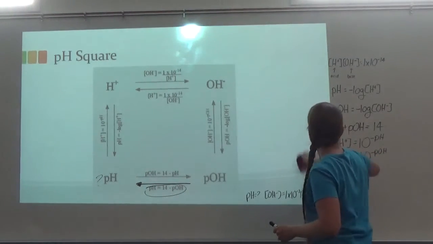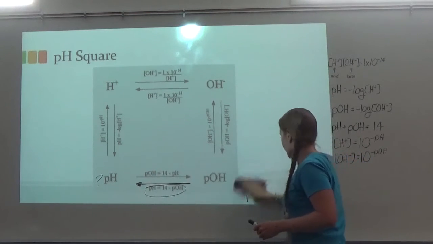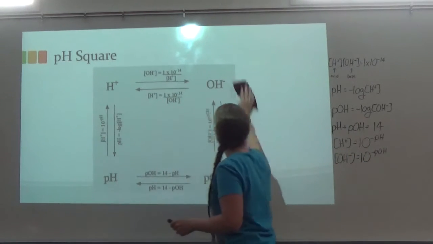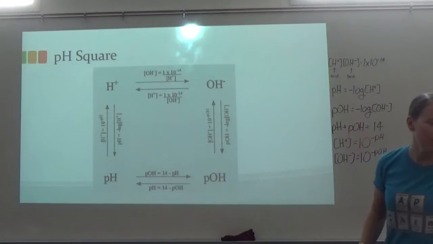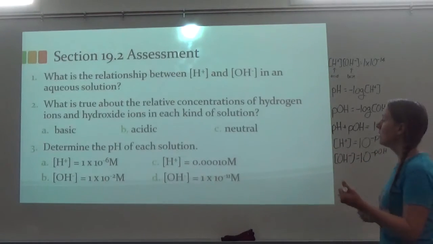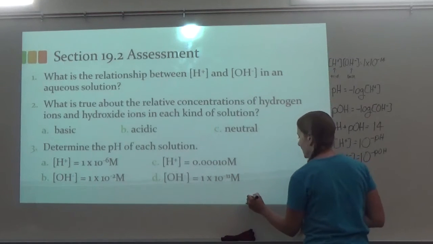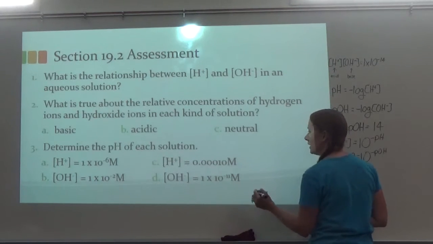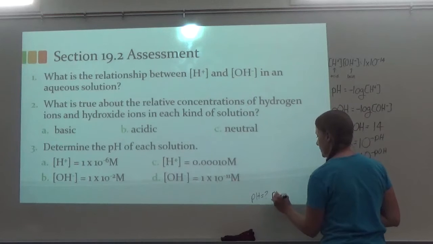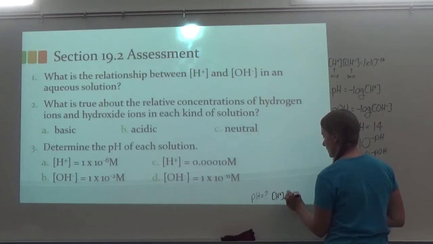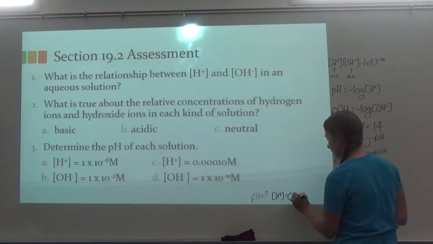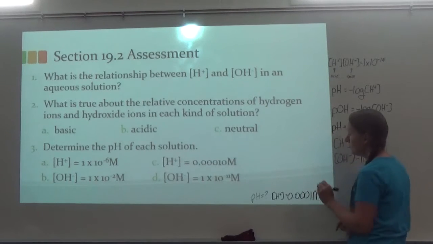So remember, if you haven't tried any, pause it and try those last two on your own to make sure you can use the pH square. Alright, so I'll assume you've done that. So our next one, part C, says determine the pH. So again, we're looking for pH of a solution if H plus equals 3 zeros, 1, 1 times 10 to the negative 4 molar.